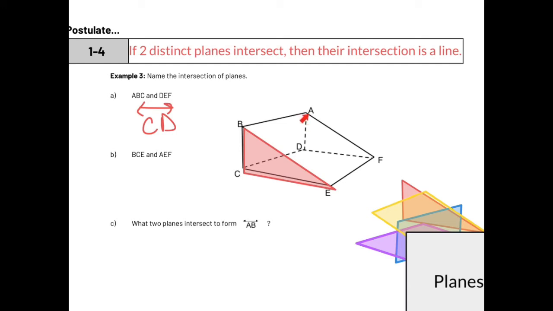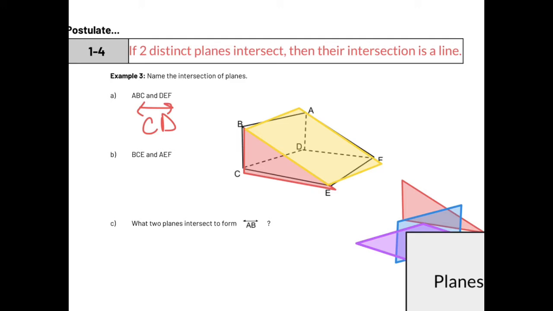Well, A is up here, E is down here in the opposite corner. So it's crossing the top face of this shape. So it's going from A, E, and then over to F. So it's talking about this space here, the top of the shape.